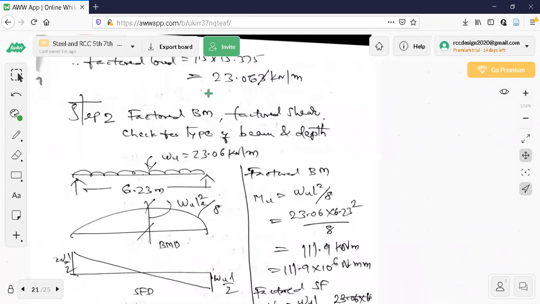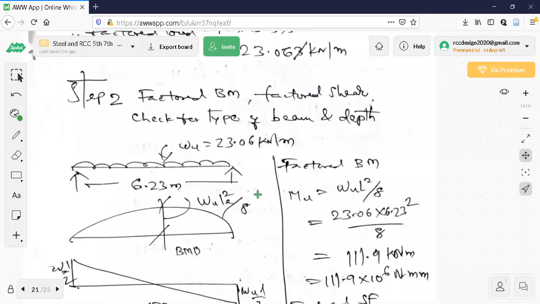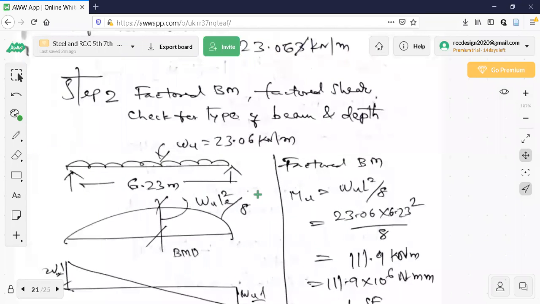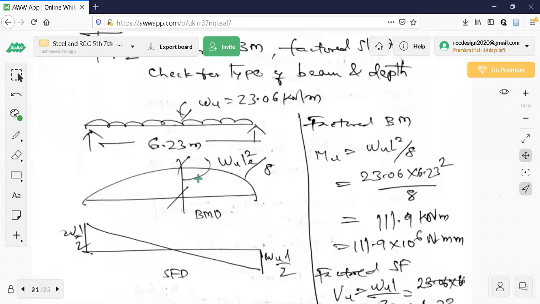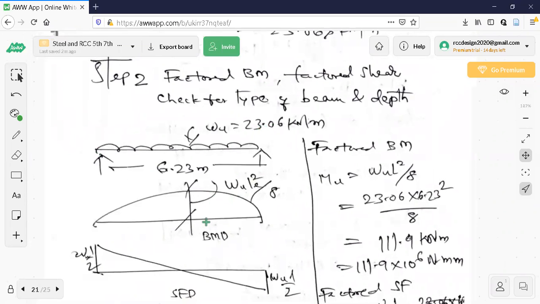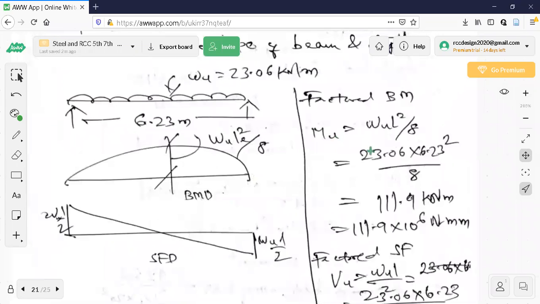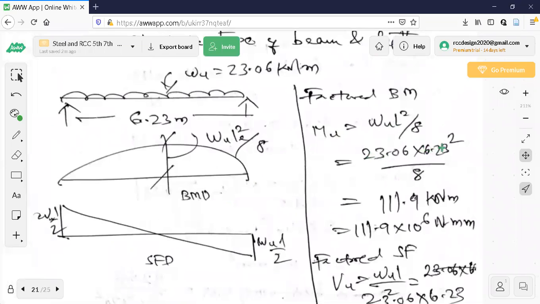In the step 1, cross section dimensions are done. Effective span is calculated, which is 6.23. Then design load is calculated. In step number 2, see here. So with this much information, I am able to draw this figure now. 6.23 effective span. Design load is 23.06. Find out WL square by 8. Okay. WL square by 8. So W is 23.06 into 6.23 square by 8.